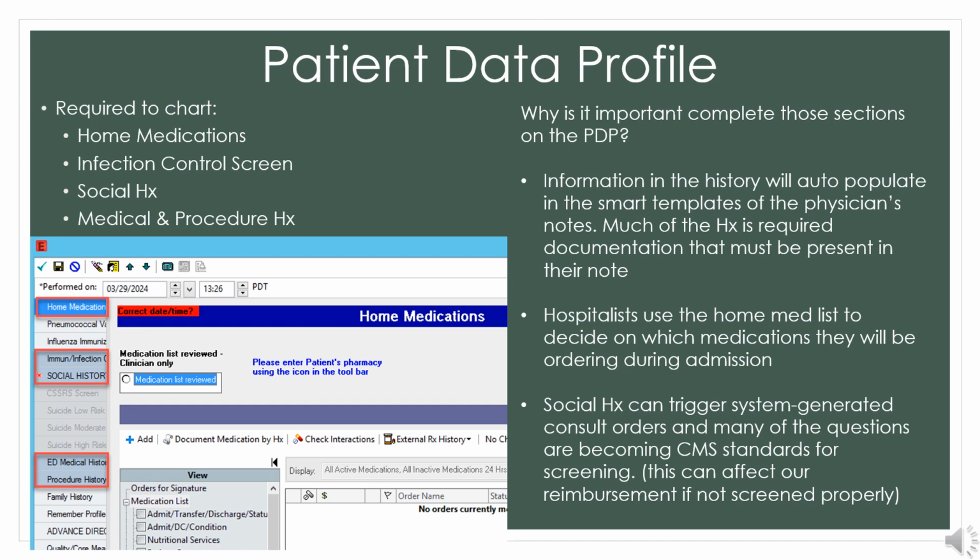For example, hospitalists use home medication lists to help decide which medications they will be ordering during admission. And many of those questions in social history are becoming CMS standards and are required by certain insurances like Quest for screening. This can also affect reimbursement if not screened properly.